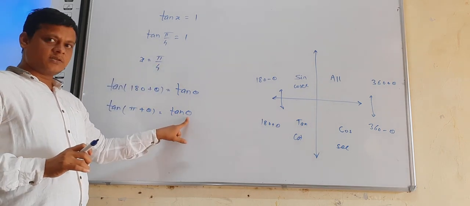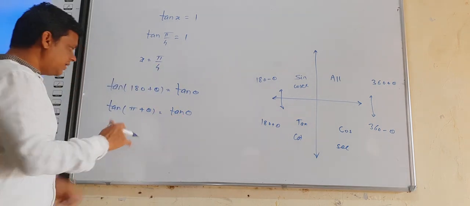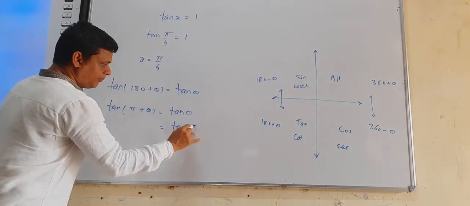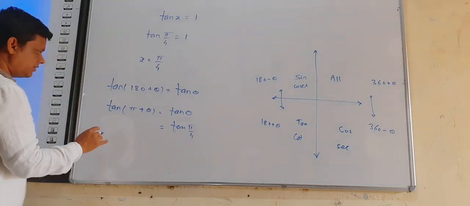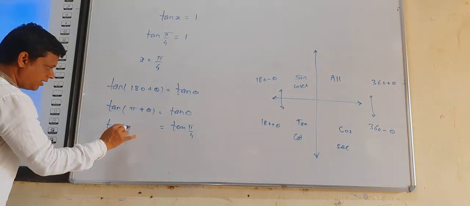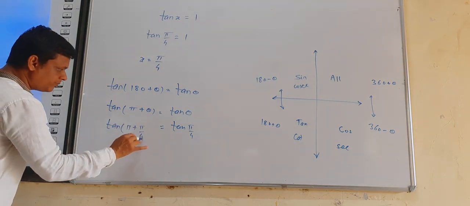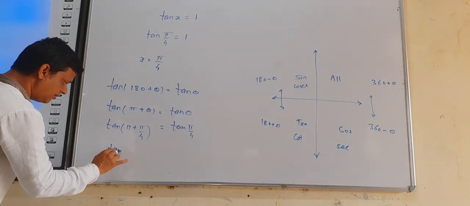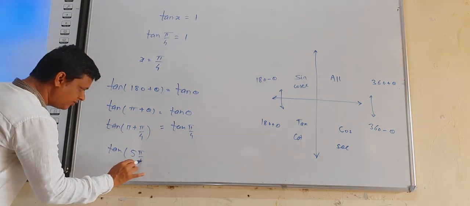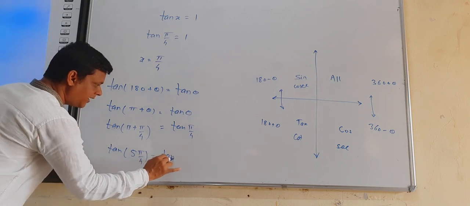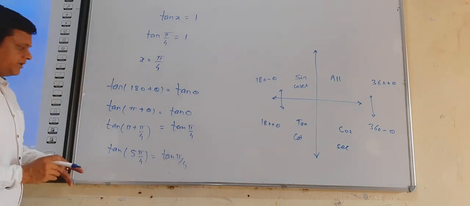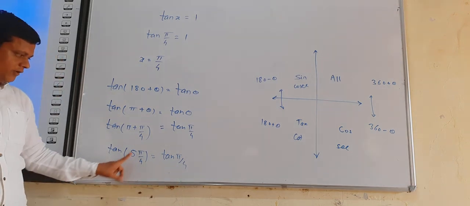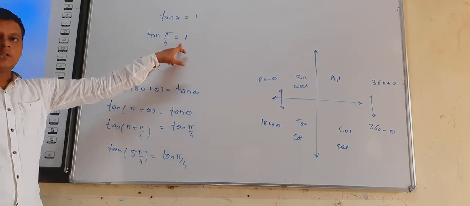Now you get the one value, that is pi by 4. Now consider this theta as x. Now replace this theta by pi by 4, tan of pi plus pi by 4 on the left hand side. So we get tan 5 pi by 4 is equal to tan pi by 4. That means the value of tan pi by 4 and the value of tan 5 pi by 4 is 1.